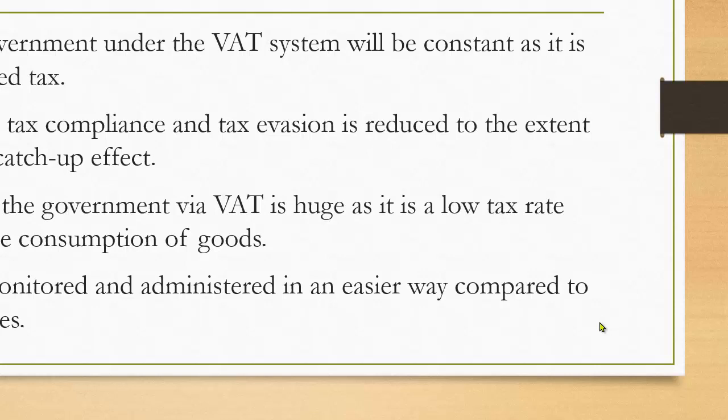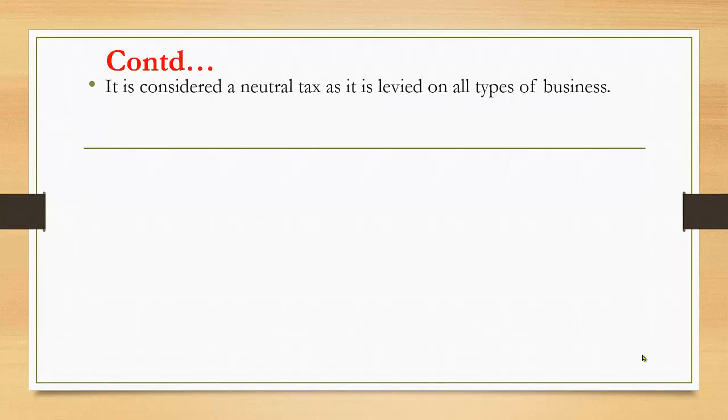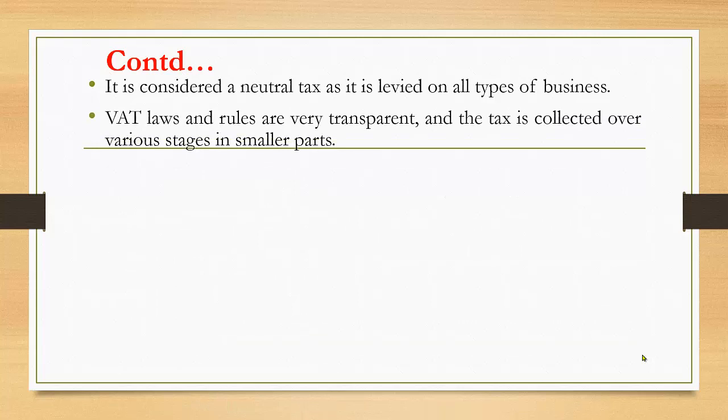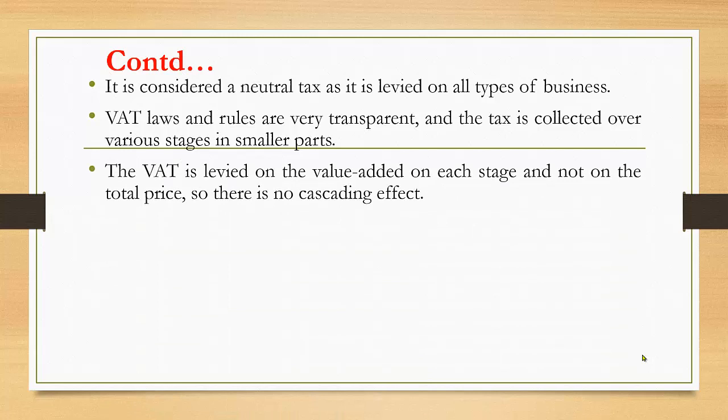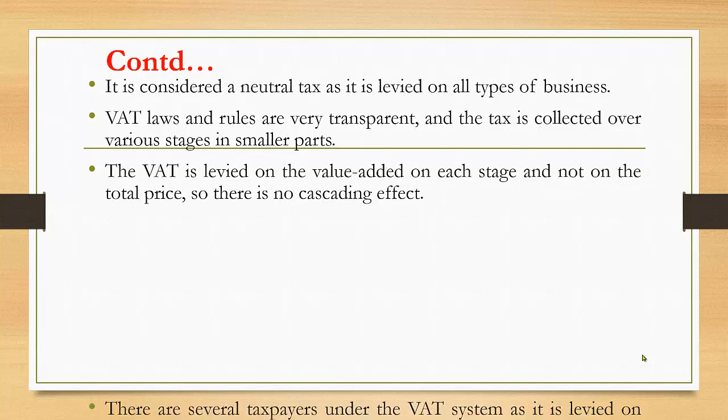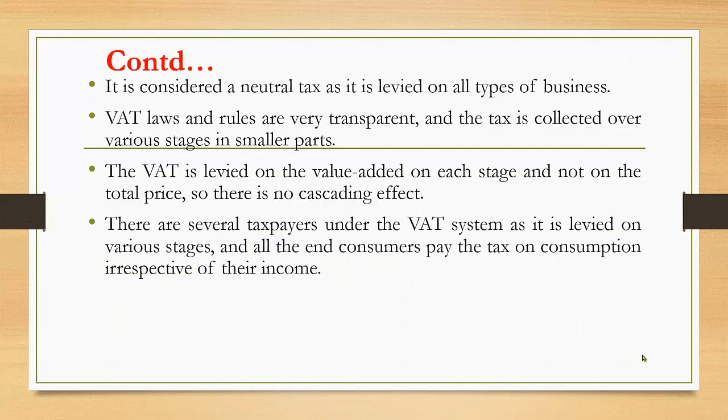The VAT can be monitored and administered in an easier way compared to other prevailing taxes. It is considered a neutral tax as it is levied on all types of business. VAT laws and rules are very transparent, and the tax is collected over various stages in smaller parts. The VAT is levied on the value added at each stage and not on the total price, so there is no cascading effect. There are several taxpayers under the VAT system, as it is levied on various stages, and all the end consumers pay the tax on consumption irrespective of their income.